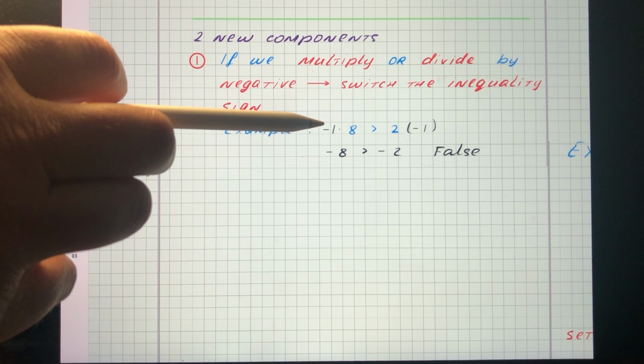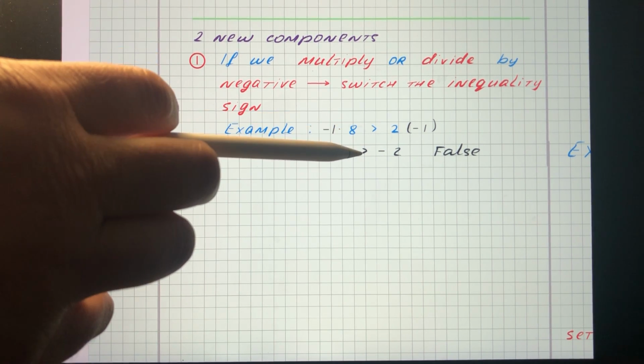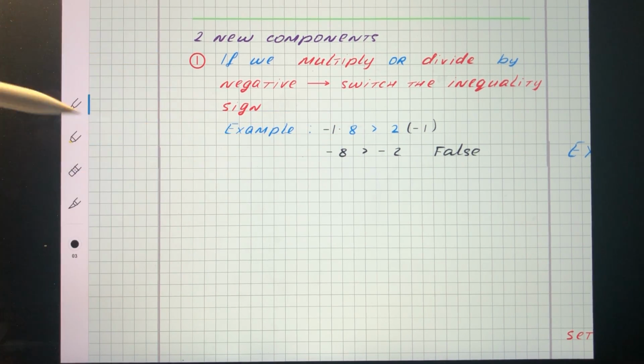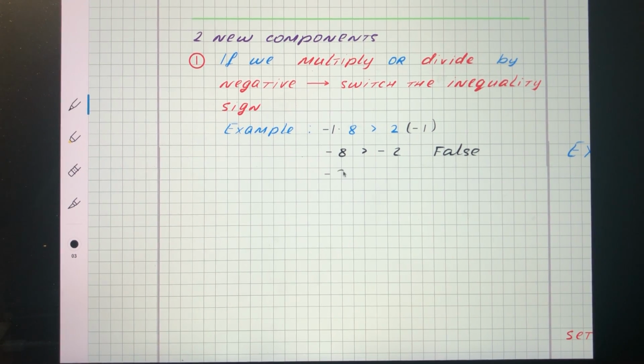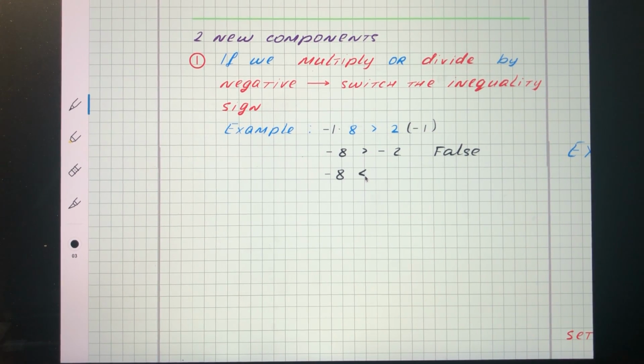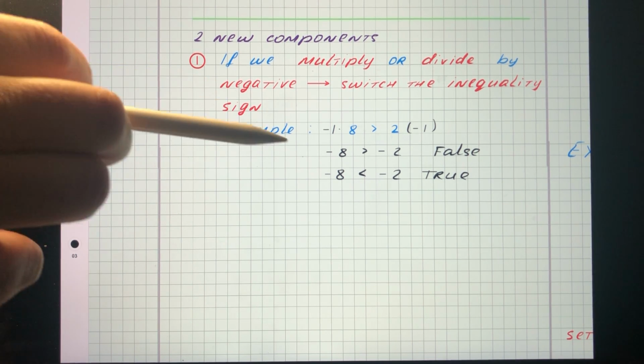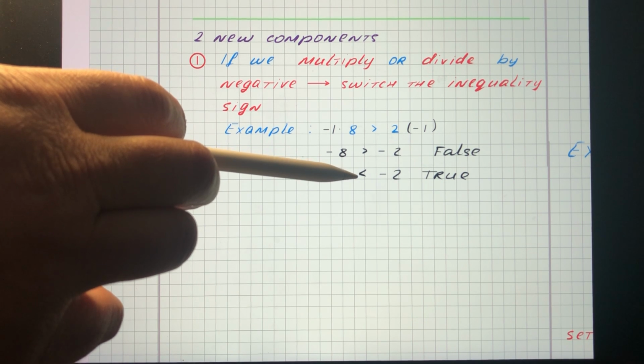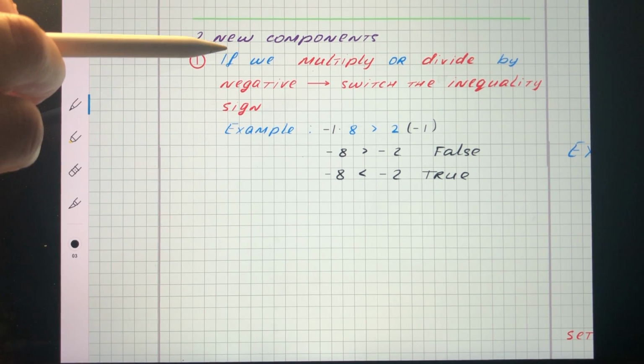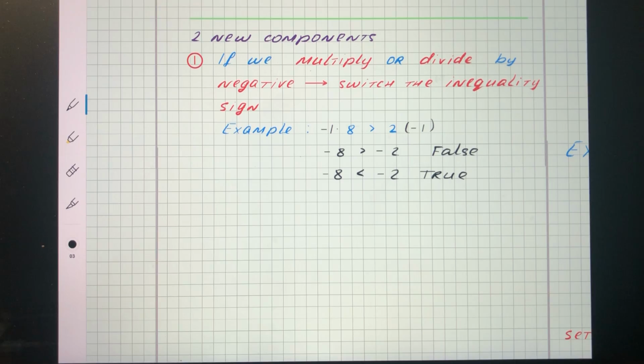So even though we have performed a correct operation, the result is no longer true. To make it true, we must switch the inequality symbol and make it less than negative 2. And this makes it true. So each time we multiply or divide by negative, nothing happens if we divide or multiply by positive, but by negative, the inequality symbol must switch. That's the first component. And the second component is we write the answer differently.